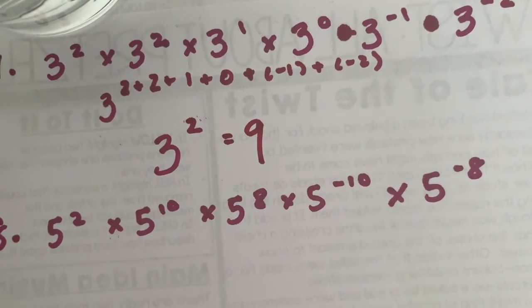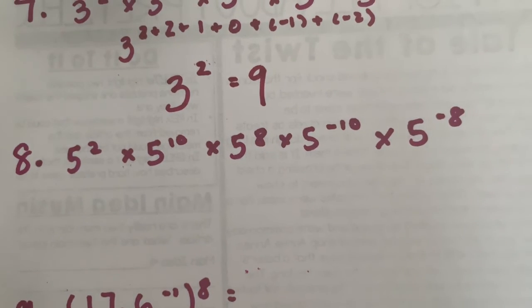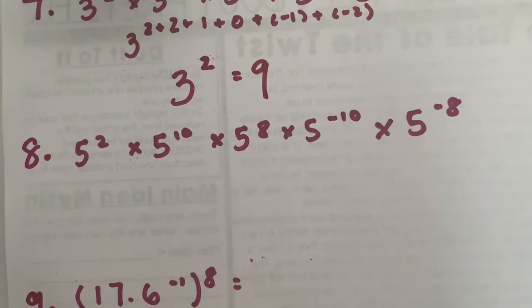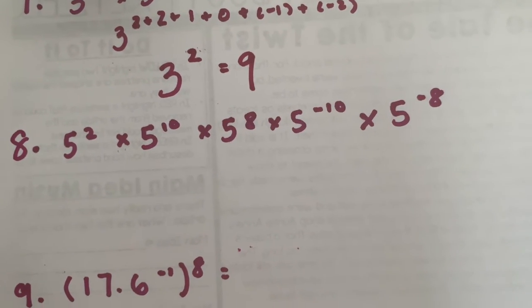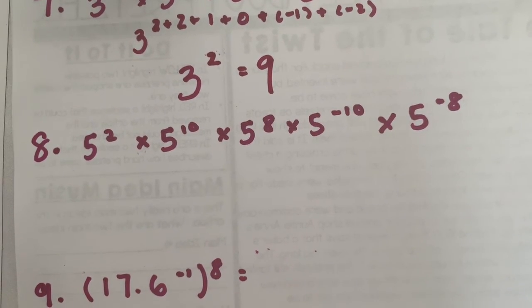I actually want you to do this second one on your own. You can pause the video. 5 squared times 5 to the 10th times 5 to the 8th times 5 to the -10th times 5 to the -8th. I want you to complete that, pause the video, and do that one on your own.